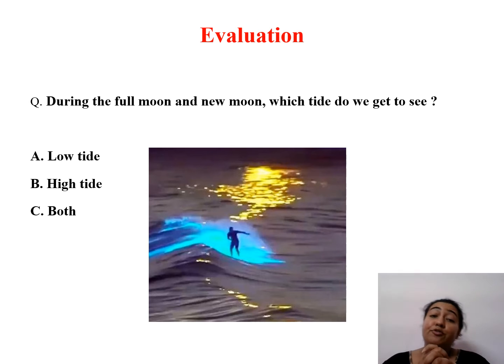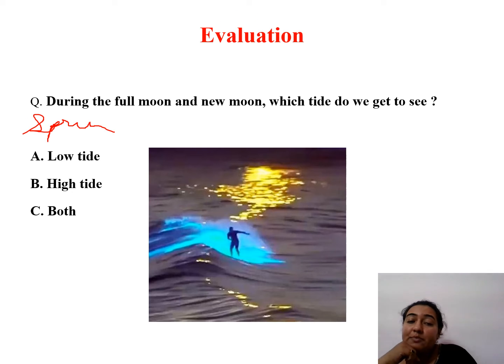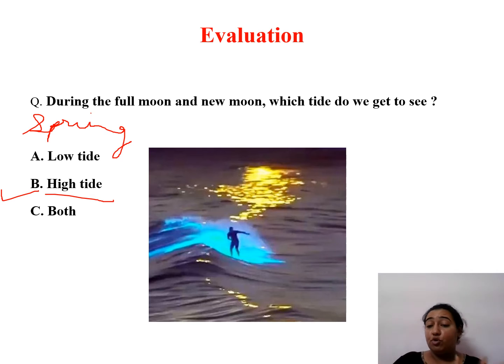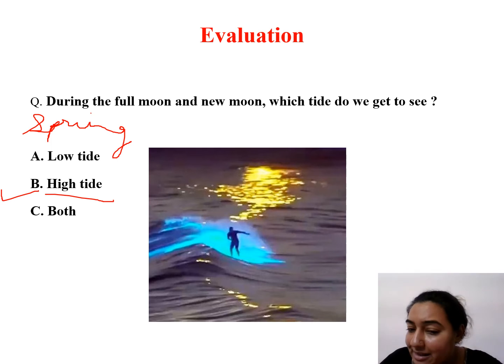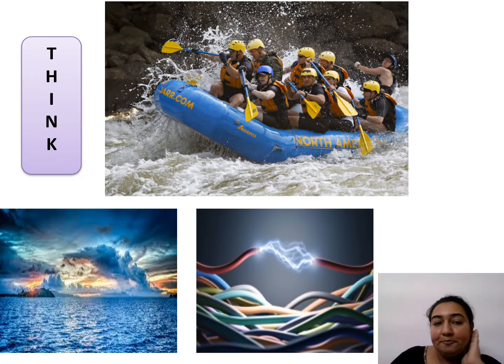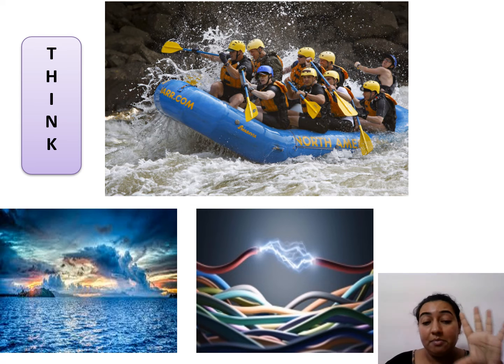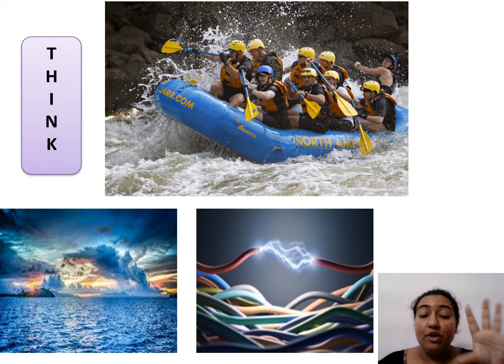Now, during the full moon and new moon, which tide do we get to see? Full moon and new moon में we studied about spring tide. Yes, spring tide, and spring tide is the actual name of high tide. So high tide is the correct answer because only during full moon and new moon, पूर्णिमा and अमावस्या में हमें देखने को मिलता है. ठीक है? Now think. But I've pasted 3 different images on the screen. What can you interpret from these images, students? You need to tell me.